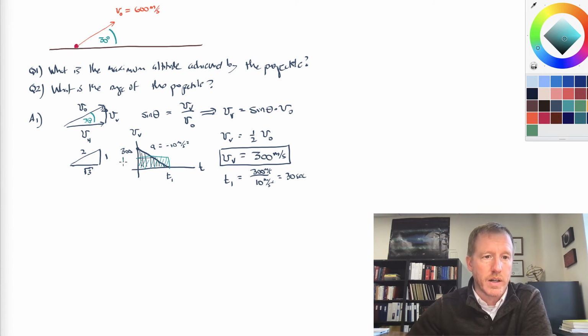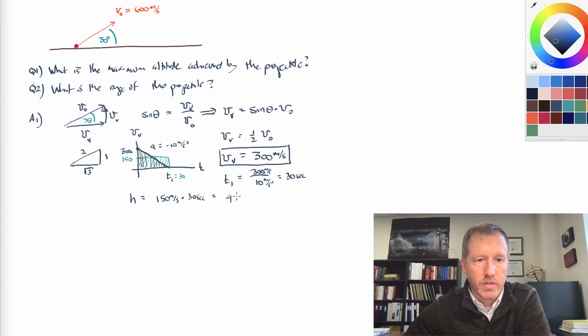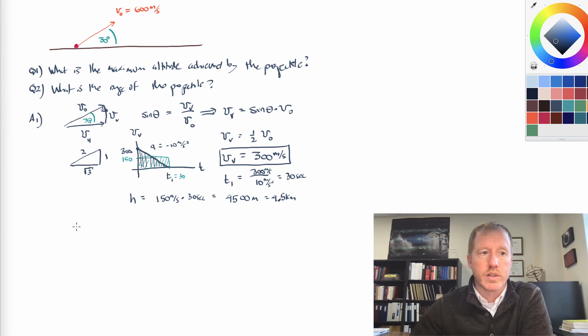Well, that's pretty easy because the mean speed would be 150 meters per second, and the time we just saw was 30 seconds. And so the distance, or the height that it gets to, would be 150 meters per second times 30 seconds. Well, that gives us 4,500 meters, or 4.5 kilometers. So that's pretty high. In the absence of any air resistance, this thing would get to a height of 4.5 kilometers.